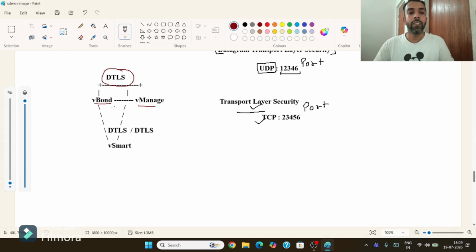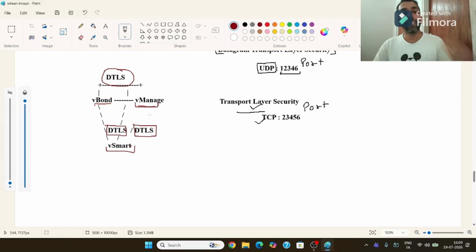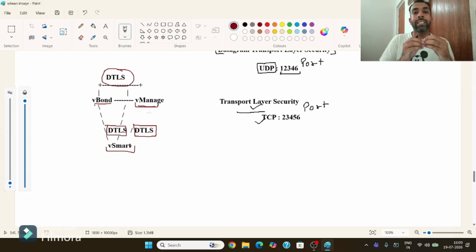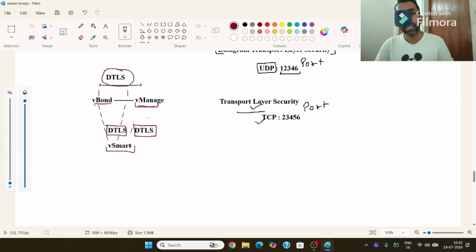So, in this diagram, what you can see is in between your vBond and vManage, DTLS tunnel is created. In between vBond and vSmart controller, DTLS tunnel is created. And in between vManage and vSmart, DTLS tunnel is created. It also depends on the number of transports which you are using to form the tunnels. Over here, in my example, if all the controllers are connected with one transport, one tunnel per controller can be created. If one controller is sending, for example, vManage is sending some data to vSmart, that data will be transported in a secure tunnel, which is DTLS or TLS tunnel.